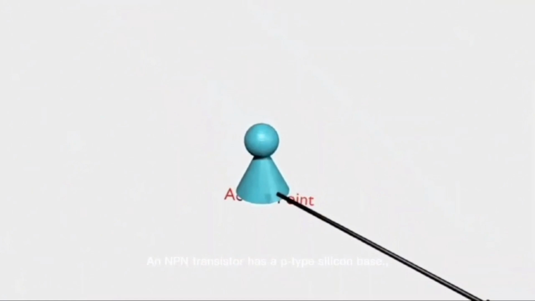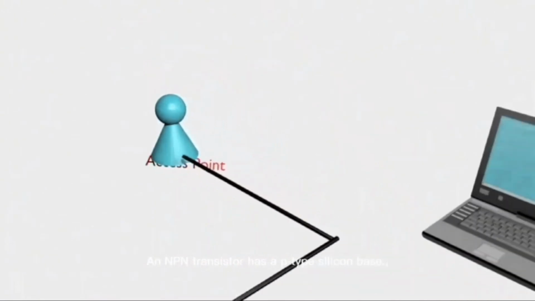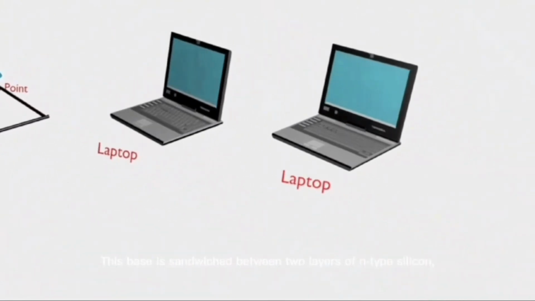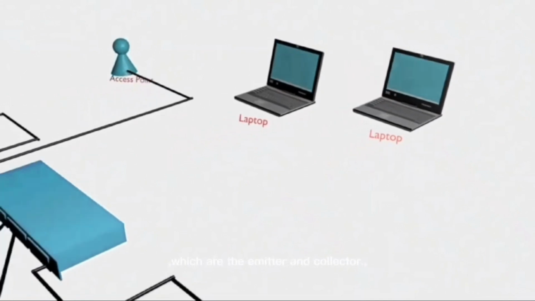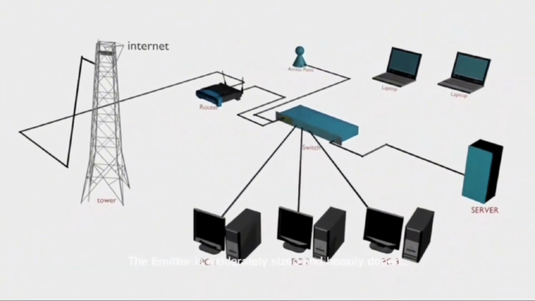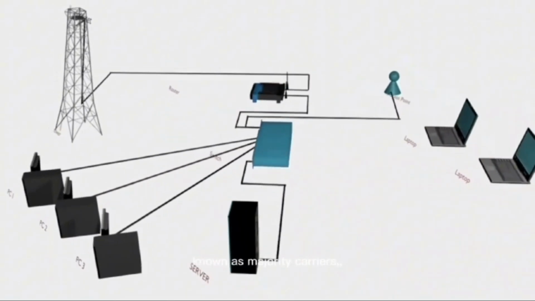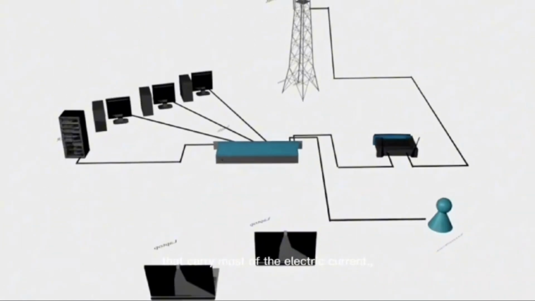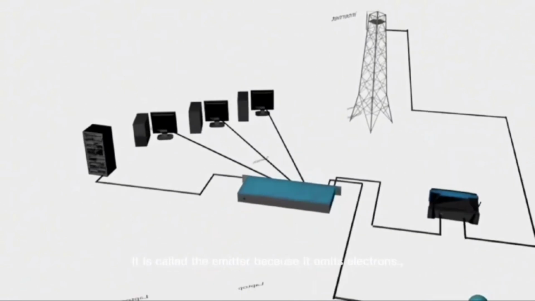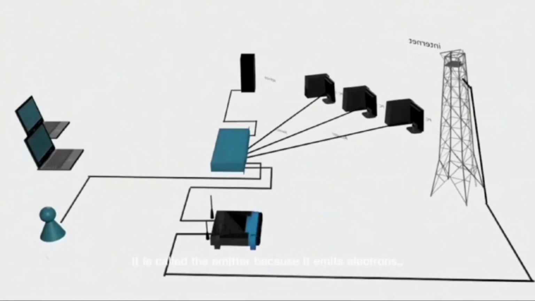An NPN transistor has a P-type silicon base. This base is sandwiched between two layers of N-type silicon, which are the emitter and collector. The emitter is moderately sized and heavily doped. Its main function is to supply electrons, known as majority carriers, that carry most of the electric current. It is called the emitter because it emits electrons.